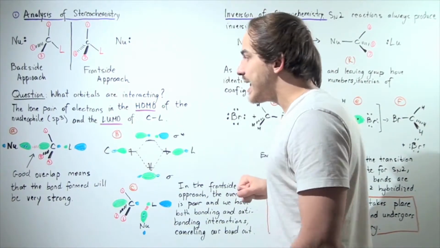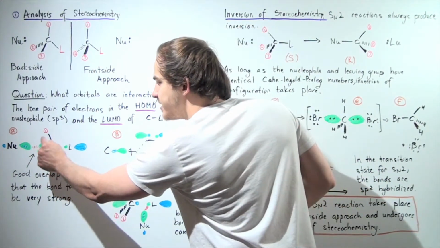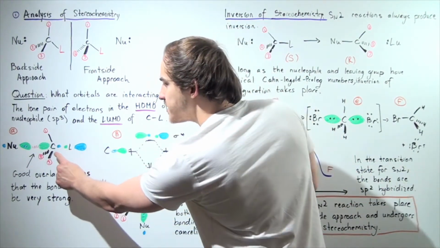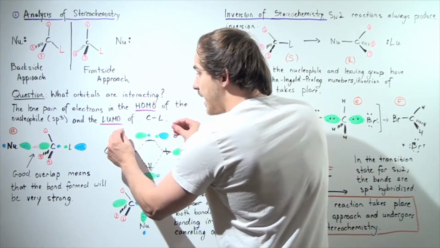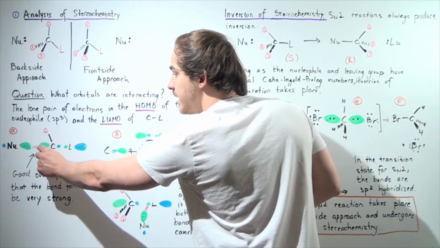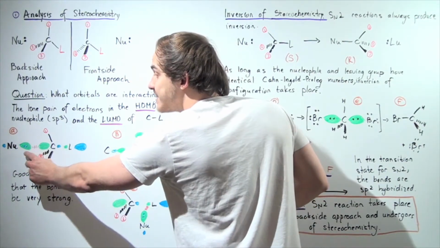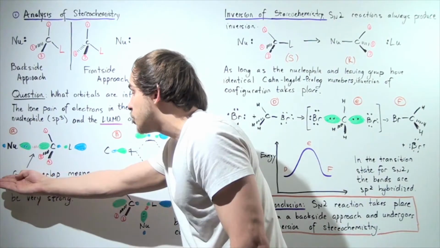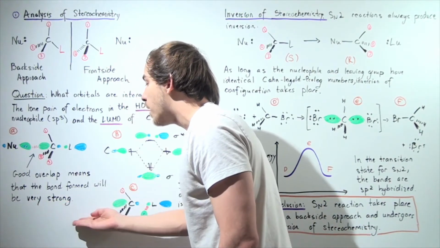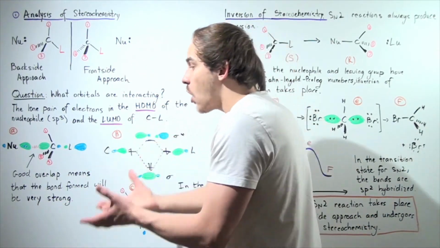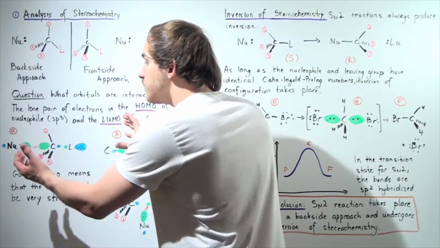Since we just said that our LUMO is the anti-bonding orbital, that means we're dealing with the anti-bonding orbital. So here's our carbon and our L atom. They interact, and look at the orbital here. This whole section is a large green orbital, and so is this one. When they interact, there's good overlap, and that means that the bond formed will be a very strong bond. Remember, good overlap means a strong bond. So this backside approach seems reasonable because of the good overlap.